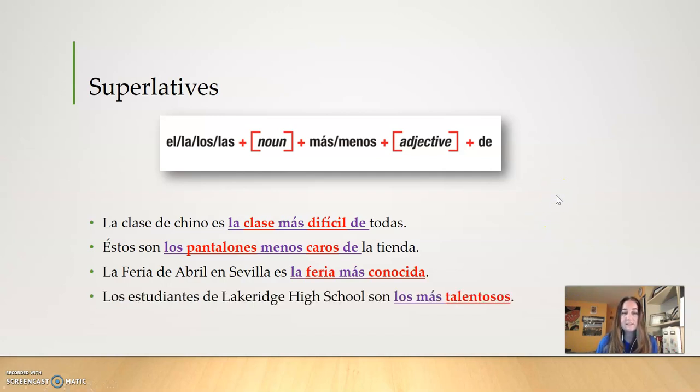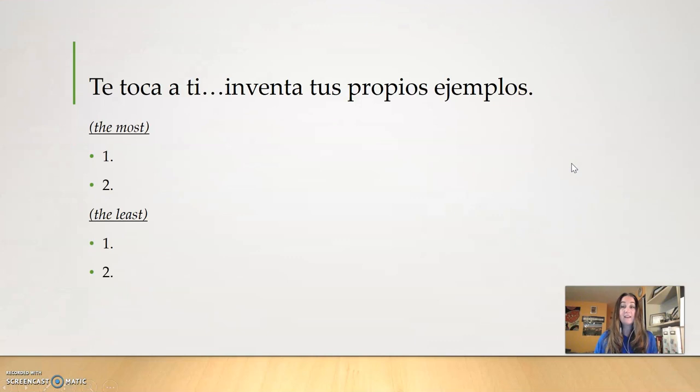Los estudiantes de Lake Ridge High School son los más talentosos. Here I've left out the de. I've also left out the noun, estudiantes. If it's understood what the noun is, we can just leave that out. Los más talentosos. Te toca a ti. Pausa para inventar tus propios ejemplos.